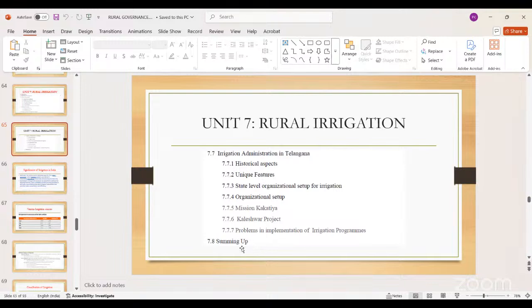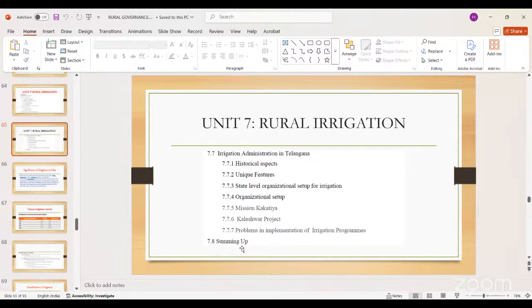Then the state level organization set up for irrigation. The irrigation department of Telangana is responsible for harnessing and utilizing available water resources for the benefit of the agriculture sector, industrial sector, and for providing drinking water to people. Telangana has more than 4,700 irrigation projects. They are classified into different categories. Major, 30 major irrigation projects.